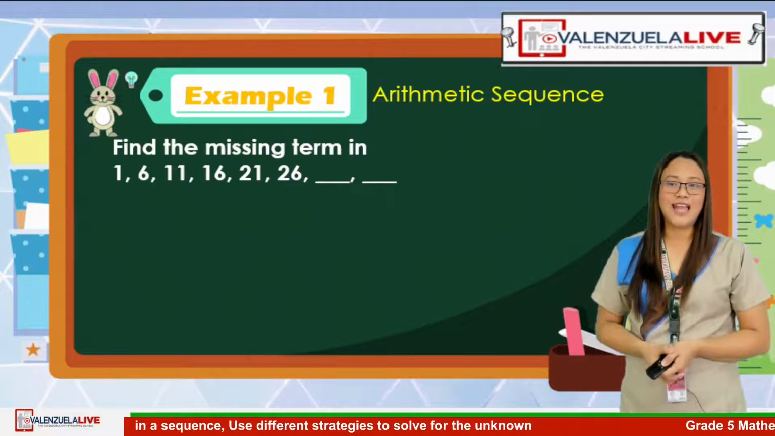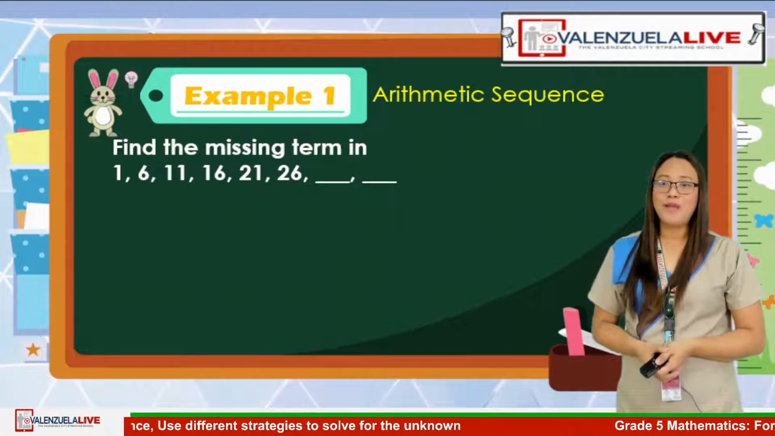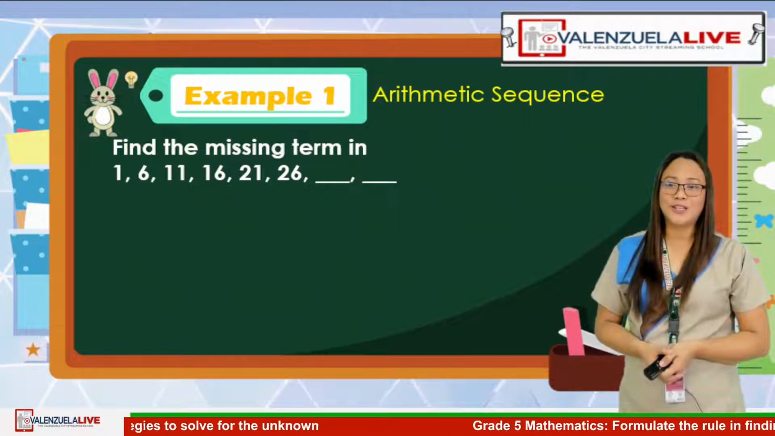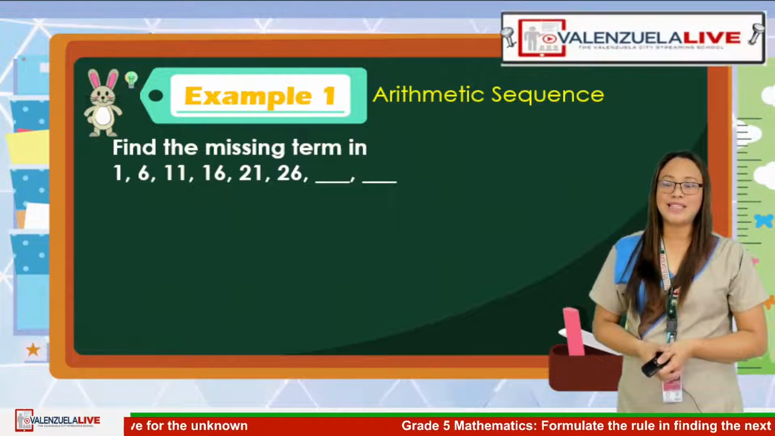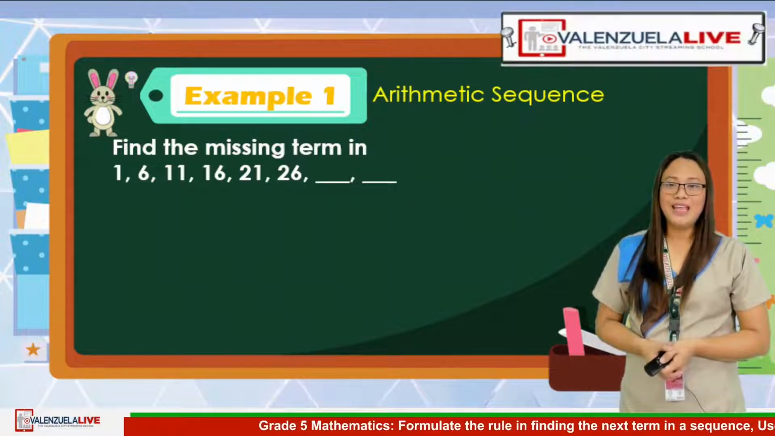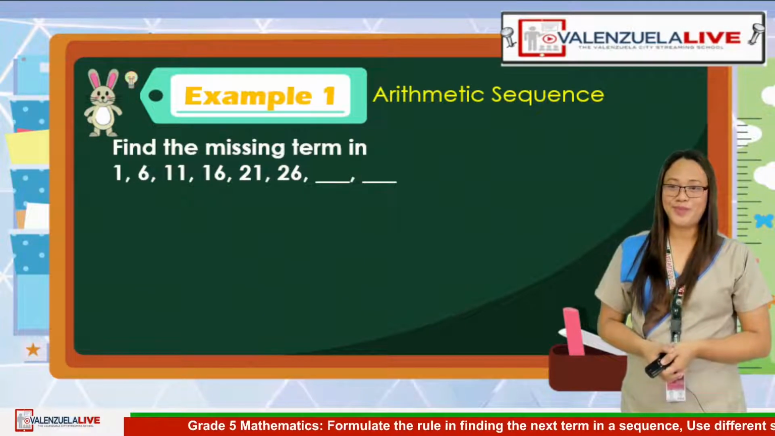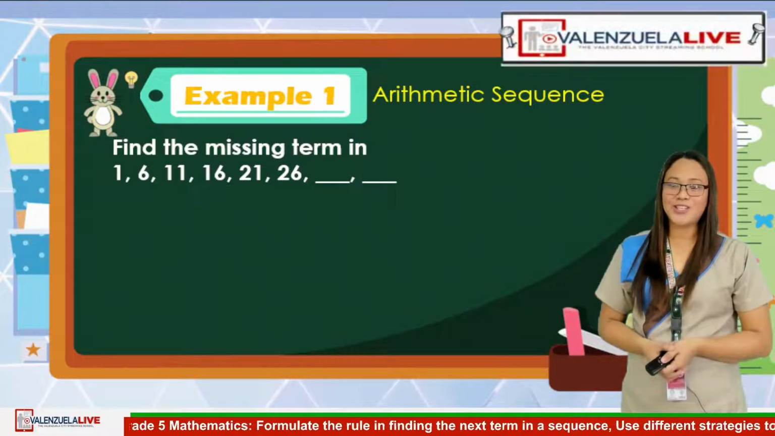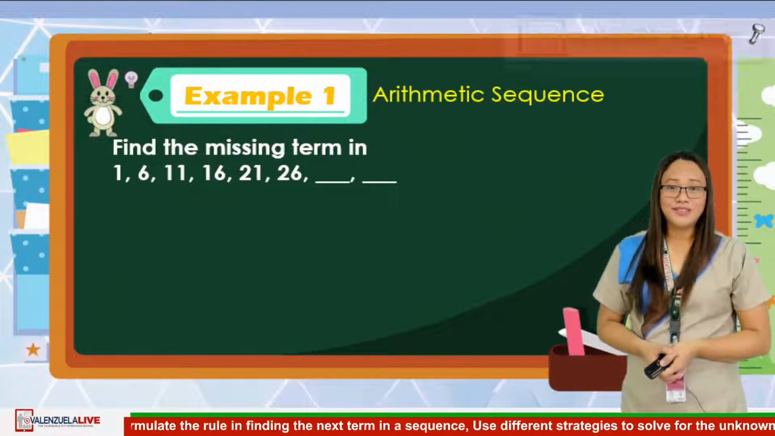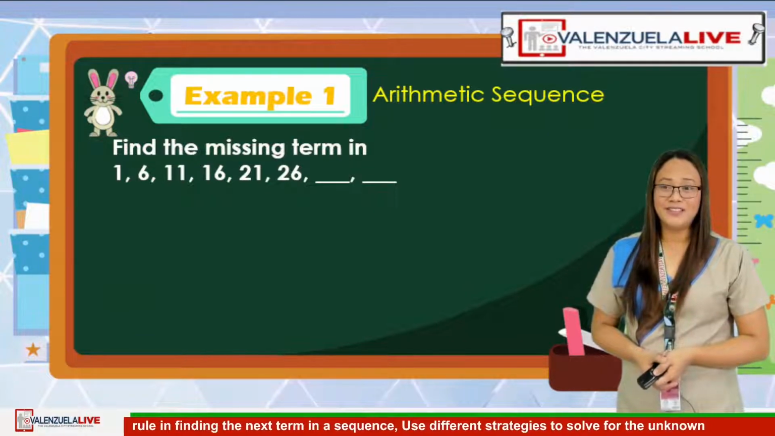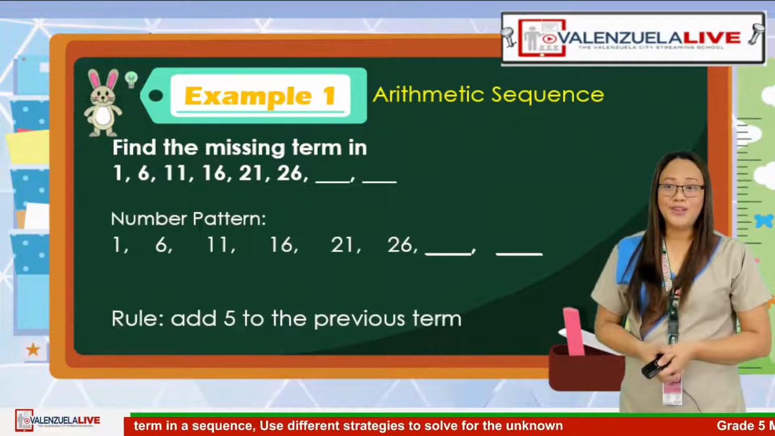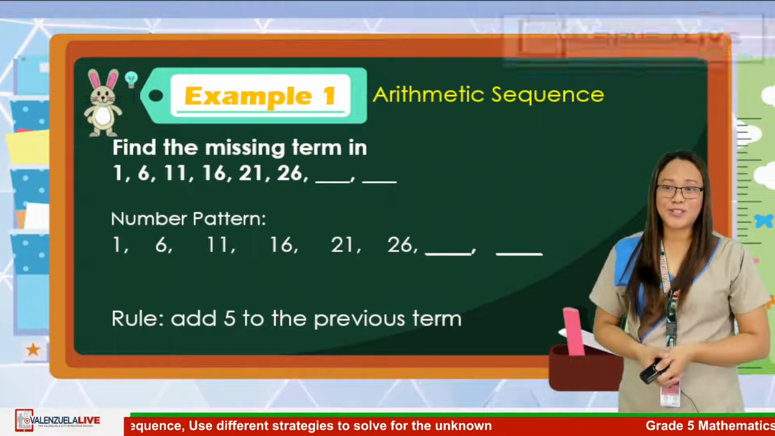All right, so let's have some examples. Example number 1 is an arithmetic sequence. So let's find the missing terms in 1, 6, 11, 16, 21, 26. What will be the next term? All right. So try to study it closely. What are we going to do? Very good. All you need to do is add 5 to the previous term.